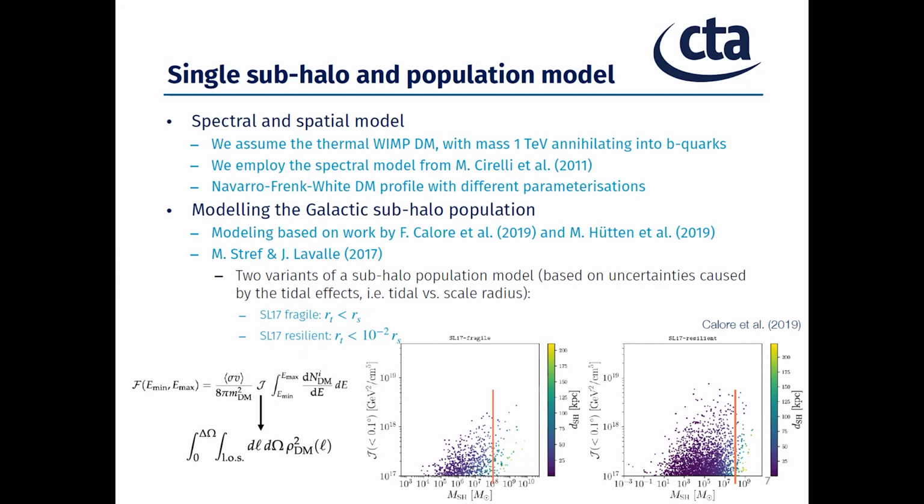So for the fragile model, a subhalo would be tidally stripped for any given subhalo for which the tidal radius is smaller than the scale radius. And this is shown in the plot here. So these are the subhalos that would be left in the population study. This is showing the J factor, and this is the mass of the whole subhalo. And for the resilient model, those would be a lot more resilient to any tidal forces acting on them. Only in case the tidal radius is 2 orders of magnitude smaller than the scale radius would the subhalo get disrupted by tidal forces.